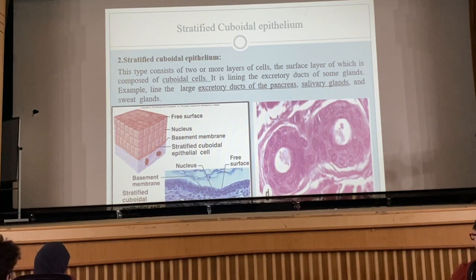It is found lining the excretory ducts, the large excretory ducts of the pancreas, salivary glands, and sweat glands. So mainly the glands' excretory ducts are lined by stratified cuboidal epithelium. As you see here, this is the basement membrane on this line, and we have 3 layers of cuboidal cells. So the surface layer is cuboidal in shape, and that's why we call it stratified cuboidal epithelium.